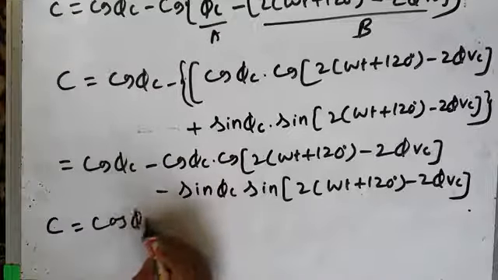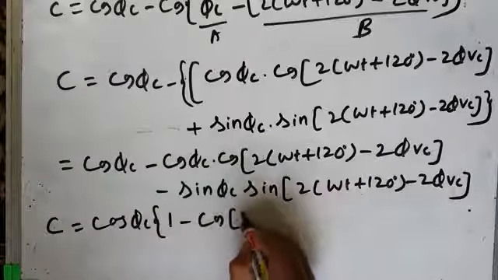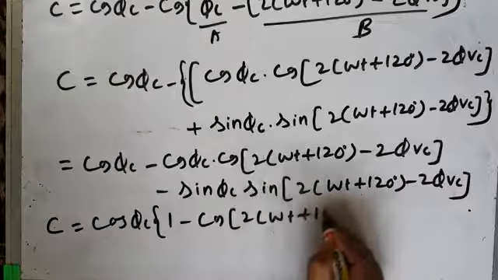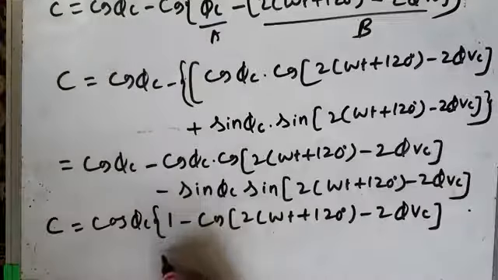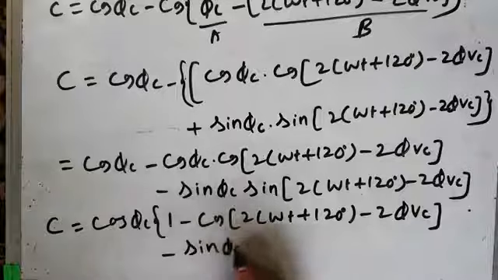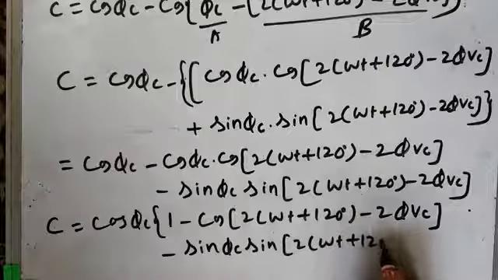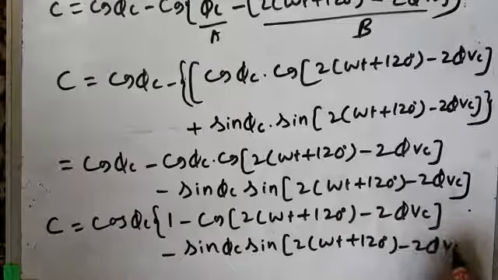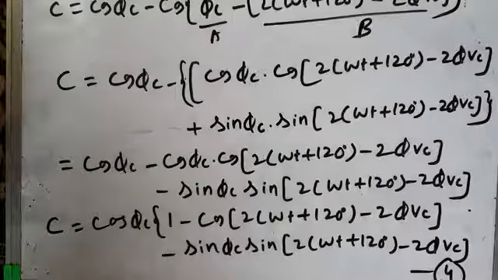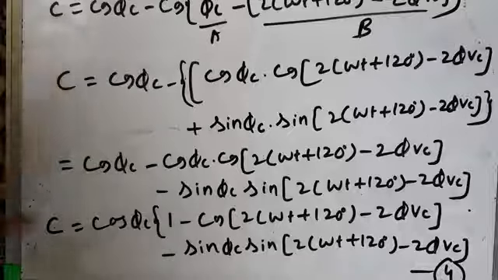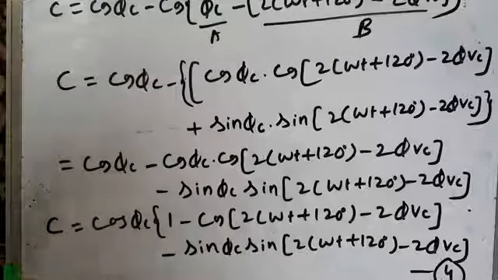So this is cos phi C times 1 minus cos of 2 of omega t plus 120 degrees minus 2 phi VC, then minus this term sin phi C into sin of 2 of omega t plus 120 degrees minus 2 phi VC. Let us call this equation 4. Now we have got equations for A, that's equation 2, equation 3 is for B, and equation 4 is for C. Now putting equations 2, 3 and 4 in equation 1.